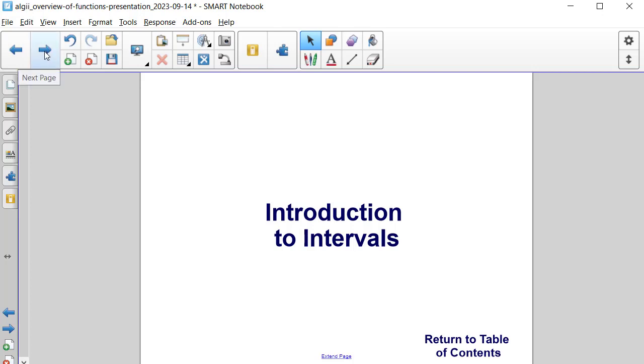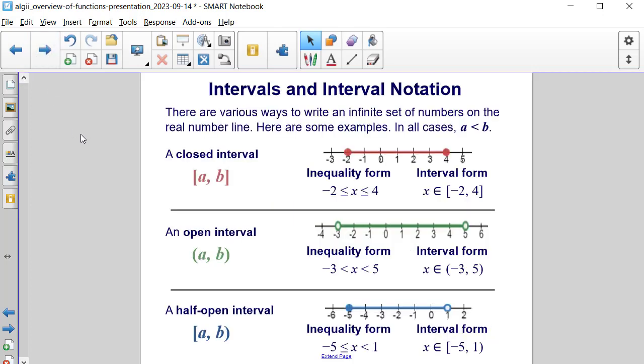Introduction to intervals. We'll begin with intervals and interval notation. There are various ways to write an infinite set of numbers on the real number line. Here are some examples, and in all cases, the value of the variable a is less than the value of the variable b. For a closed interval, we have square brackets with a comma b and square brackets on the other side.